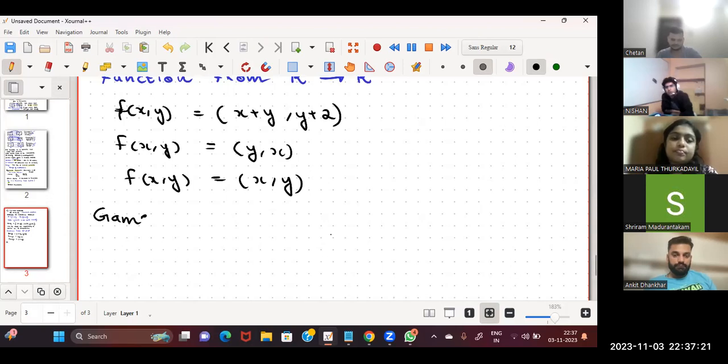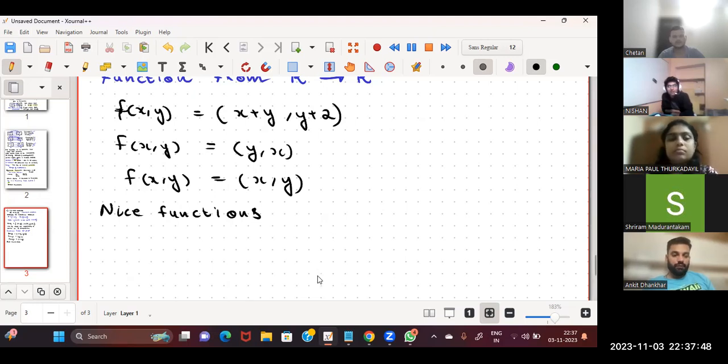No, one second. First of all, let us take some examples. Three examples we got for a function from R2 to R2, right? Let us illustrate it with examples. For example, take f of 1, 2. We have f of x, y is equal to x plus y comma y plus 2. Let us write input and output.